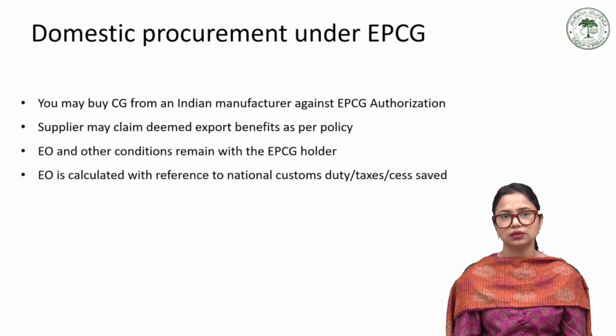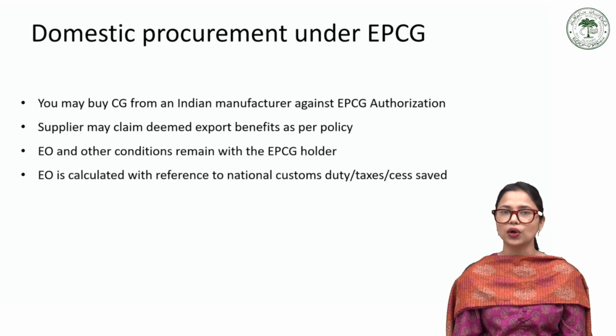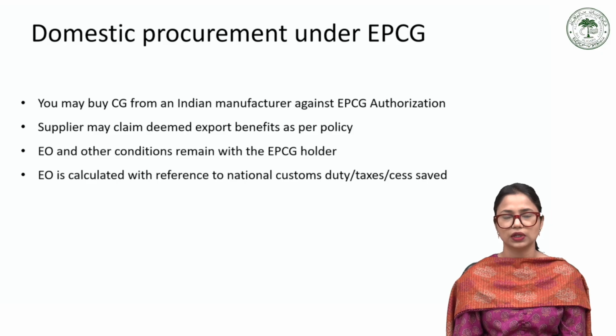An exporter may buy capital goods from an Indian manufacturer against EPCG authorization. So here we learn that EPCG is not only meant for procurement from foreign buyers only, it can also be availed in the condition of domestic procurement. EPCG would still apply, which means that duties would be at a concessional or reduced rate. The supplier, which is a domestic supplier, may claim deemed export benefits as per policy.